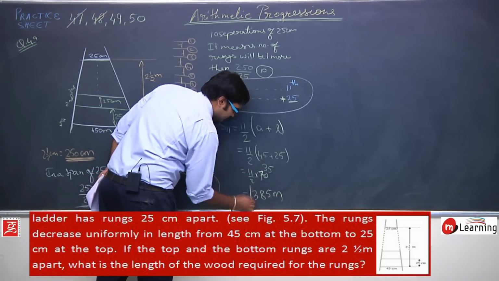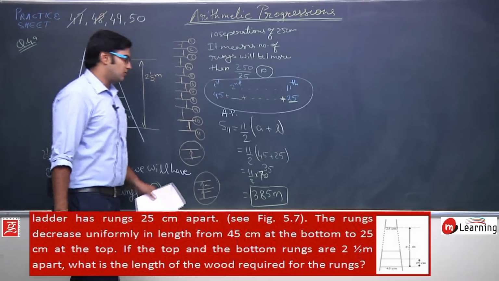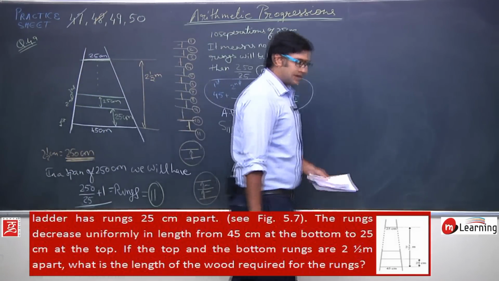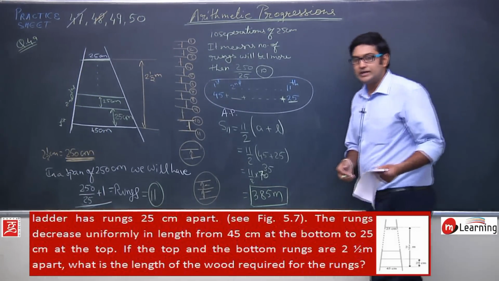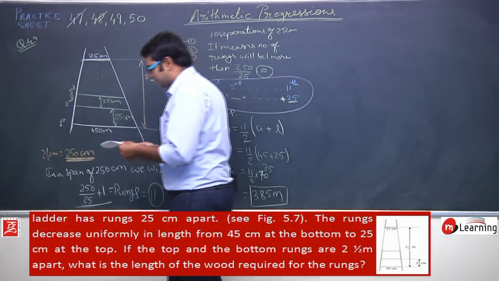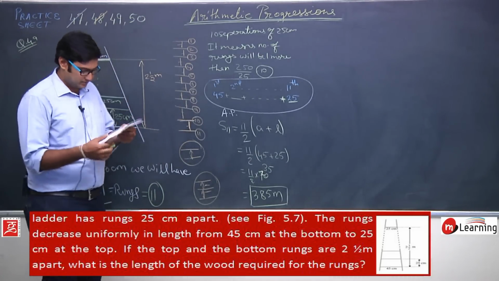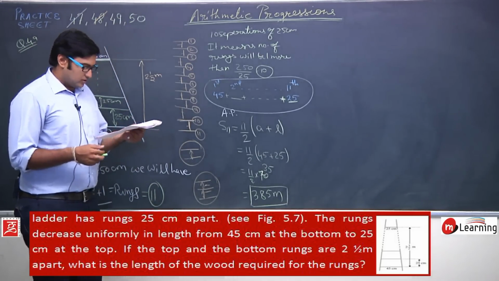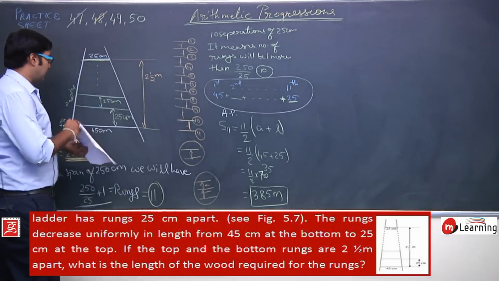So this will give you 385 meters. So the length of total wood required for making the rungs of this ladder is 385 meters. 385 meters length of wood is required to make rungs of this ladder. Okay, so this is the solution for question number 49.